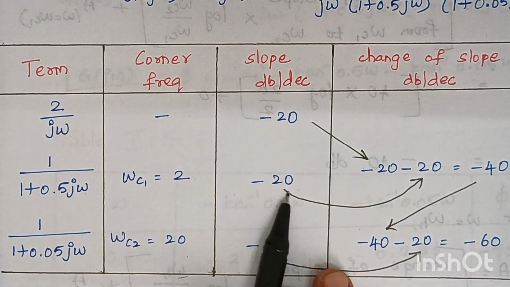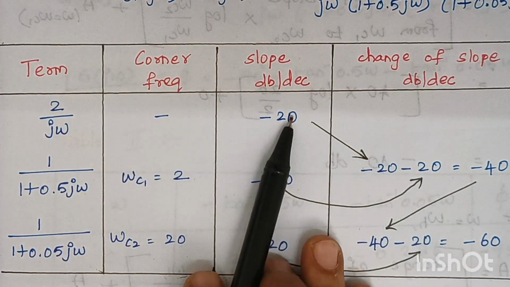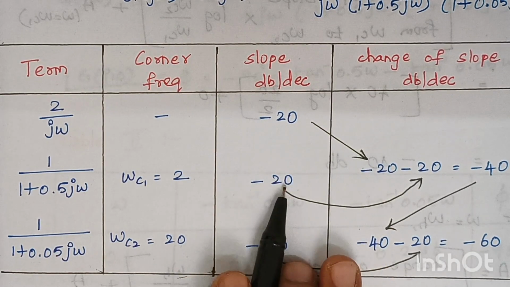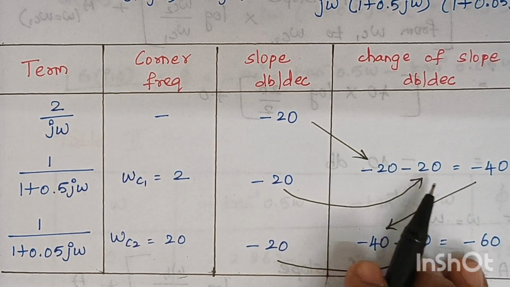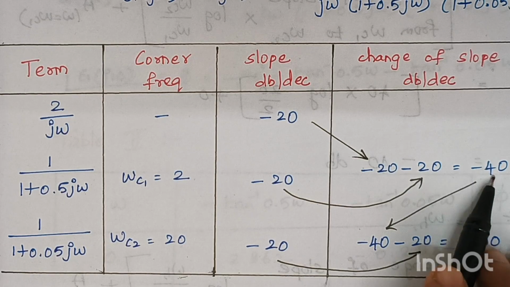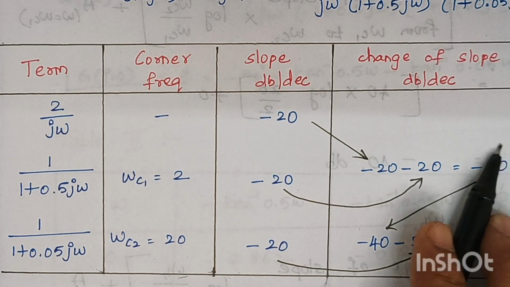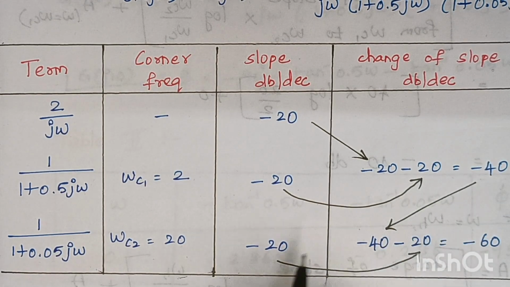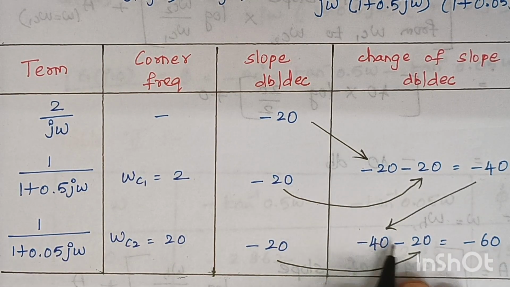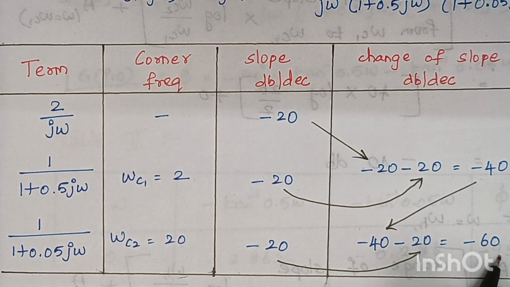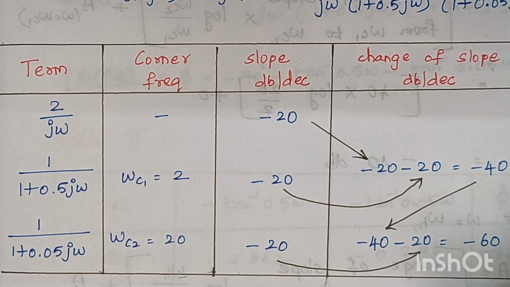The method to calculate the change of slope is we have to write the slope here as such, and move this slope to the right hand side. So here you see minus 20, and this minus 20 is moved to the right hand side, so here we are getting minus 40, right? Again when you move this minus 40 downwards, you have to shift this minus 20 to the right hand side. So minus 40 minus 20 gives you minus 60, right? So our table 1 has concluded here. Hope you people understand well, right?